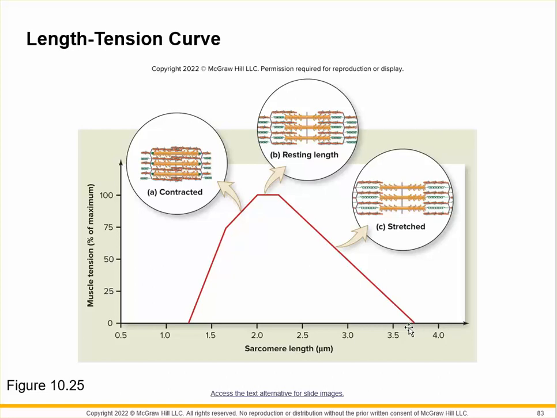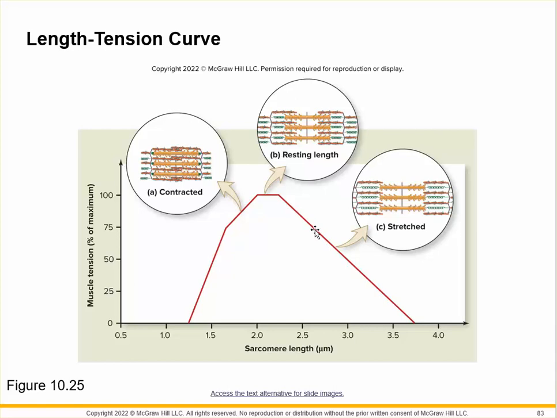So the sarcomere length for maximum contraction is from about 75% of sarcomere length to about there.